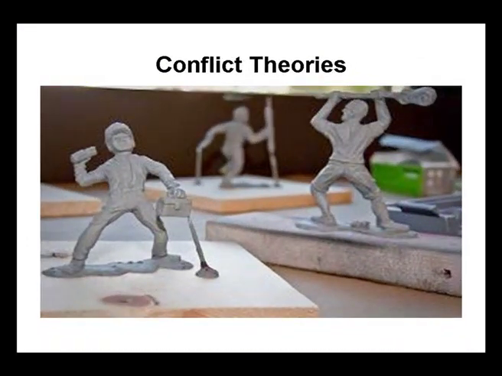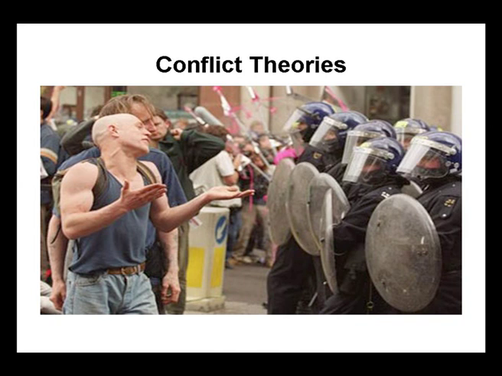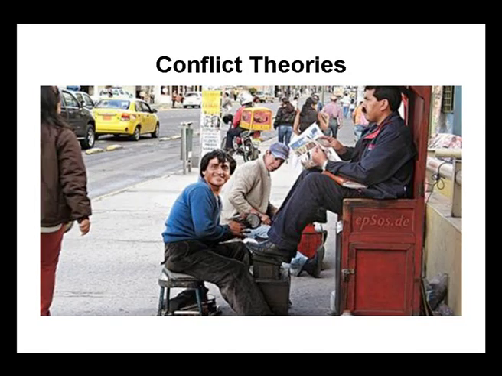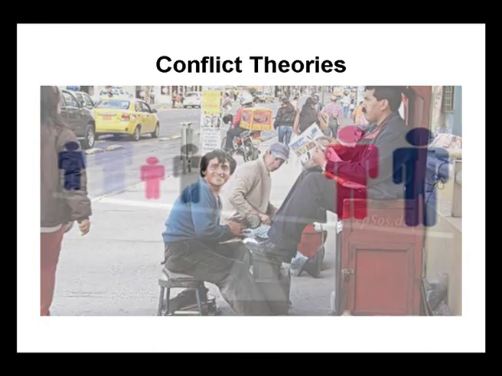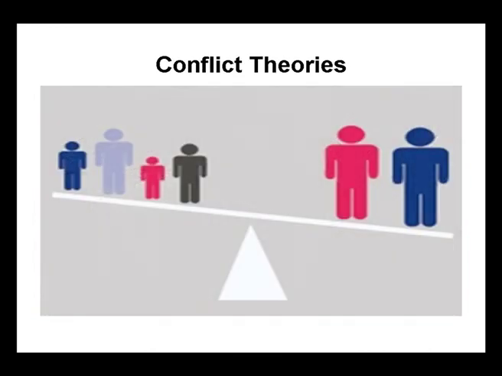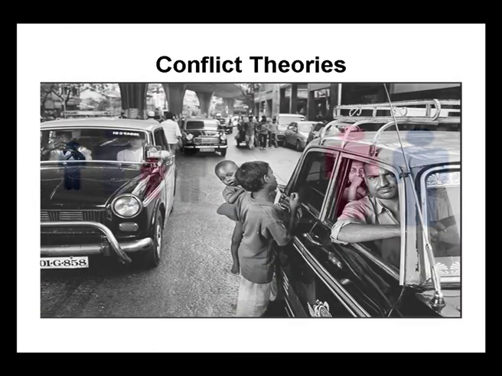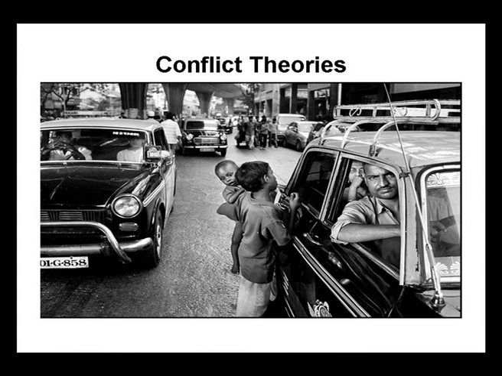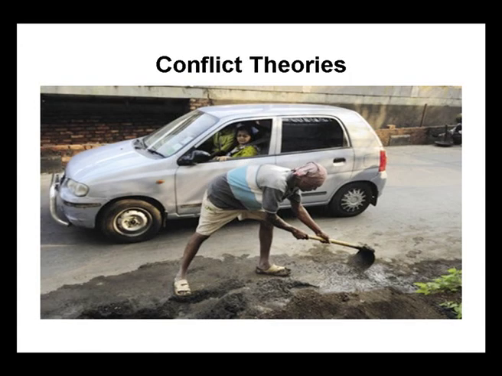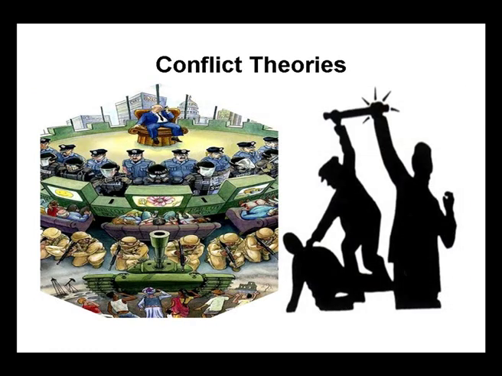The third one is conflict theories. Conflict theories reject biological and psychological theories and argue that individuals choose to engage in deviant behavior in response to the inequalities of the capitalist system. It analyzes crime in terms of the structure of the society.